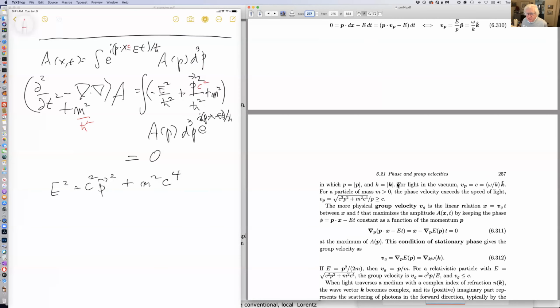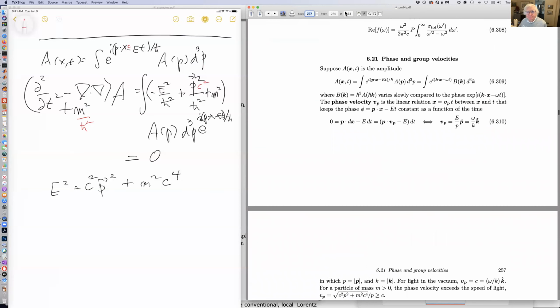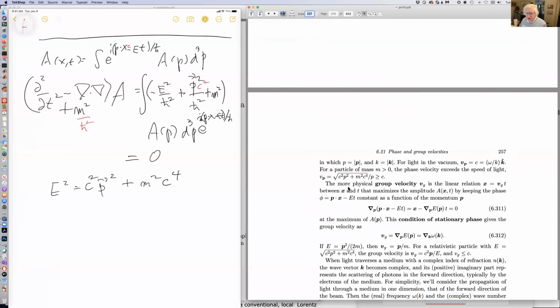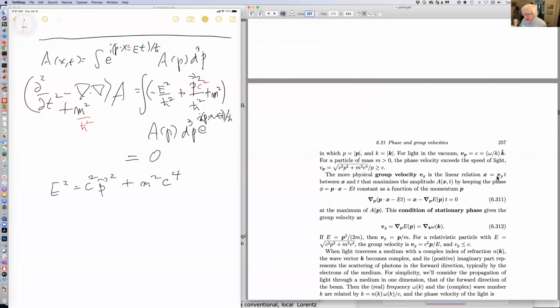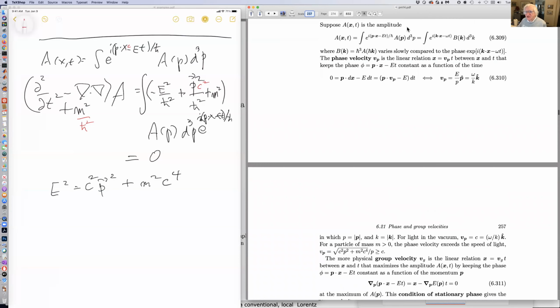What's more physical is the group velocity, and the group velocity is the linear relation between x and t that maximizes the amplitude A of x and t by keeping the phase constant as a function of the momentum. And it's a function of the momentum because we're integrating over momentum. This should be constant as we integrate over momentum, not as we change the time. The time is irrelevant here. We're doing an integral over momentum.